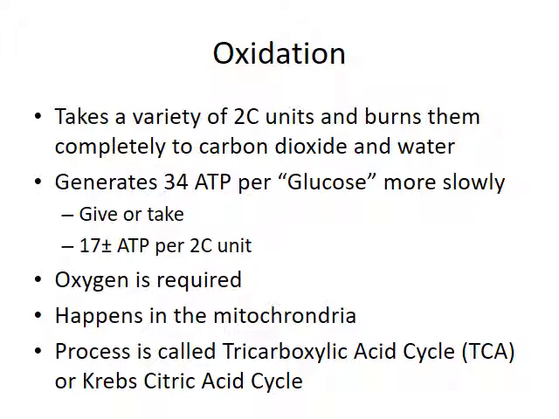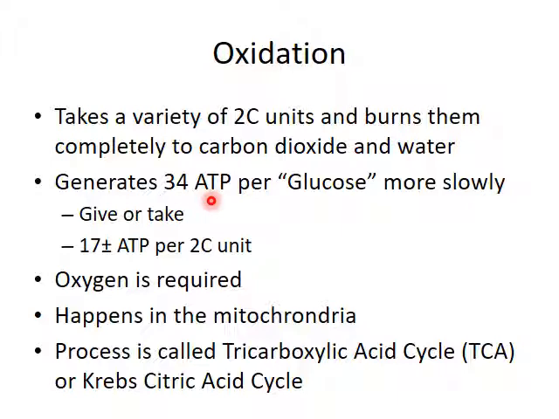The next process we'll talk about is oxidation. Oxidation takes 2 carbon units, basically molecules that have two carbons. It doesn't really matter so much whatever's attached to them, but two carbon units, and they burn them completely to CO2 and water. So the carbon units that go in are pretty much completely combusted, so we get the CO2 and water. We generate about 34 ATP per glucose.